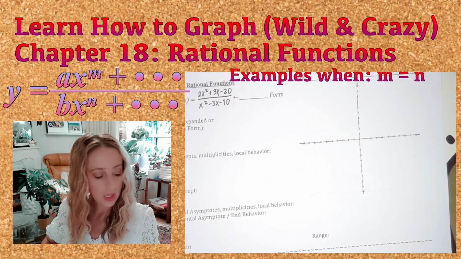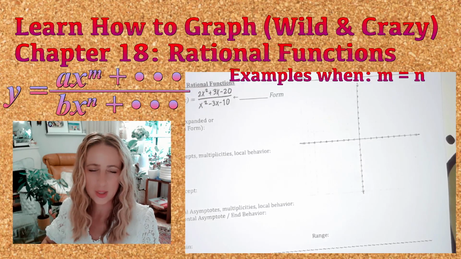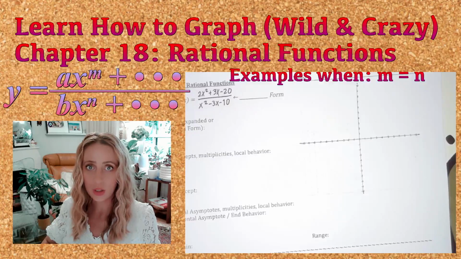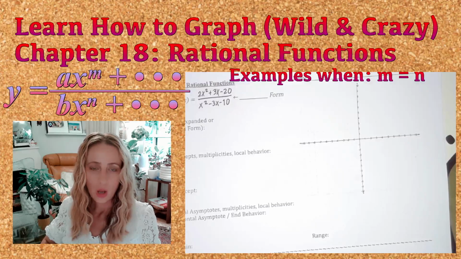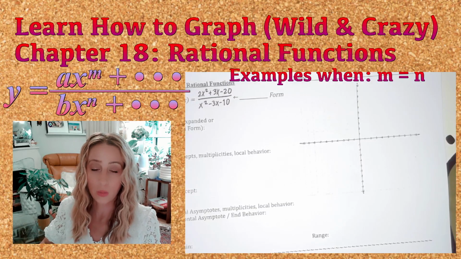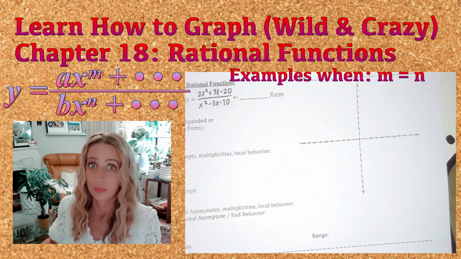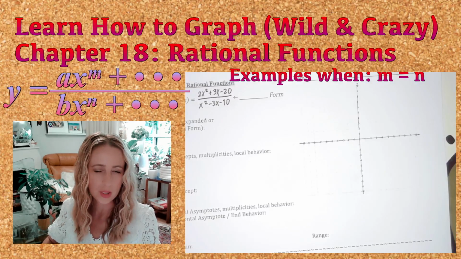Hi everybody, in this video we are going to graph the more wild and crazy rational functions, not the very basic transformations of reciprocal functions. So we're going to have more than one asymptote in the vertical direction, and our horizontal asymptote might not be horizontal at all. It might be slanted, could be quadratic, it could be any type of oblique asymptote.